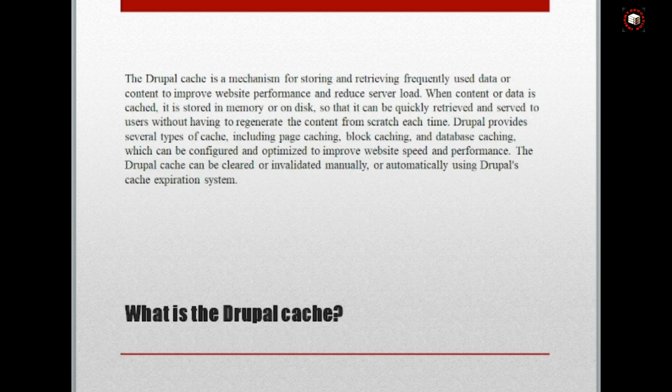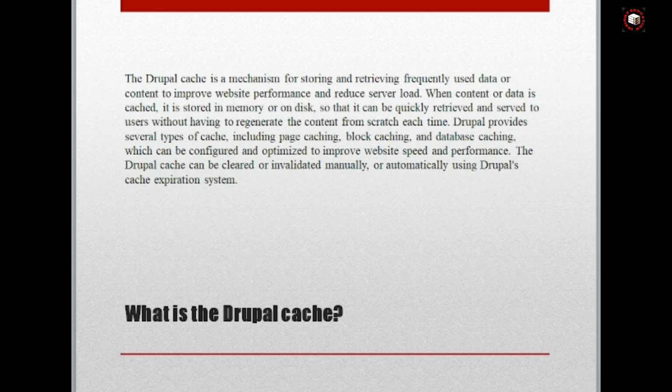Next, what is the Drupal cache? Drupal cache is a mechanism for storing and retrieving frequently used data or content to improve website performance and reduce server load. When content or data is cached, it is stored in memory or on disk so that it can be quickly retrieved and served to users without having to regenerate the content from scratch each time.